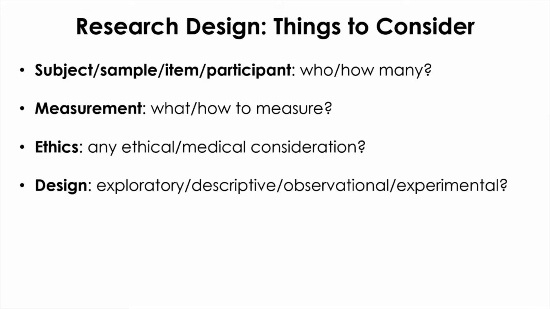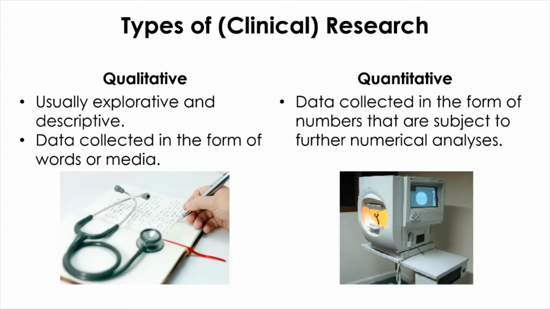Finally, you need to think about the actual design of your research. Research design can be categorized in different ways based on the different aspects of research. So, for example, a research can be mainly qualitative or quantitative, depending upon the nature of data collected. So, if you intend to collect the data in the form of words or media, then this kind of research can be categorized as qualitative research.